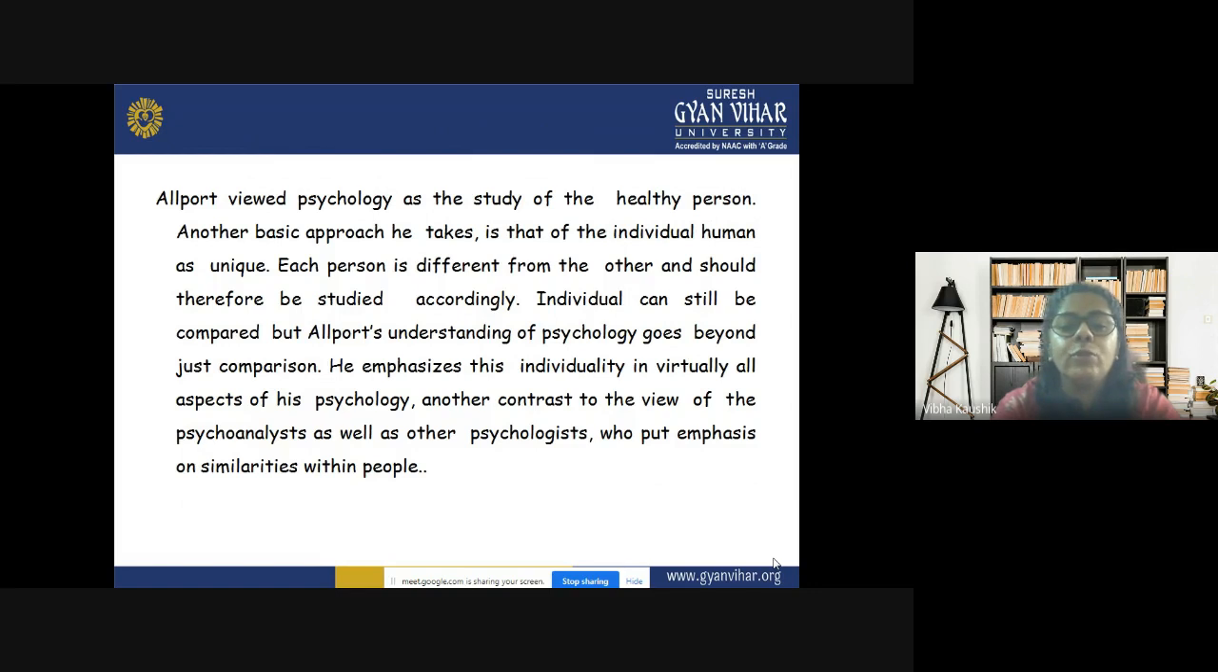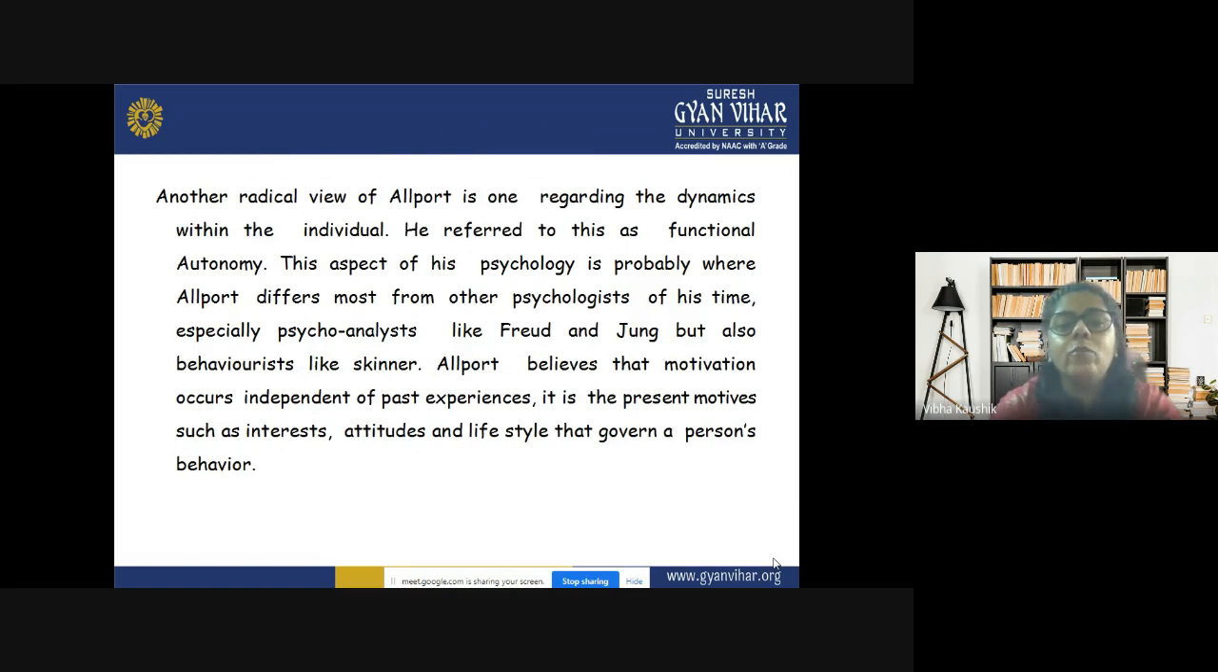This is in contrast to the view of the psychoanalysts as well as other psychologists who put emphasis on similarities within people. Another radical view of Allport is the one regarding the dynamic within the individual. The other thing Allport has given focus to is the dynamic within the individual. He refers to this as functional autonomy.